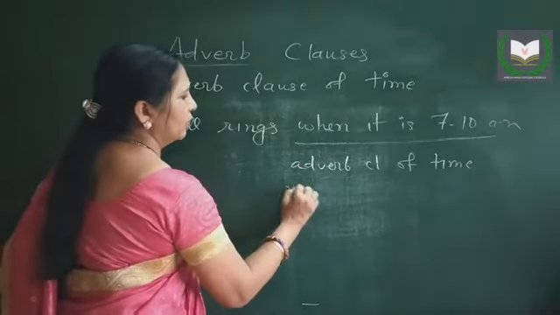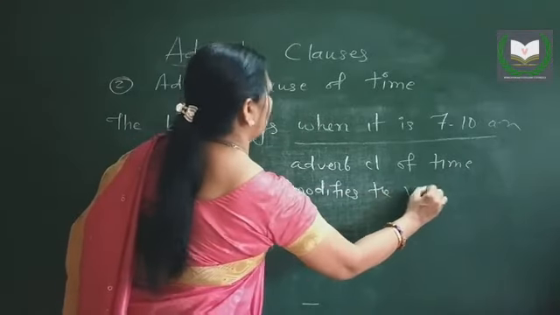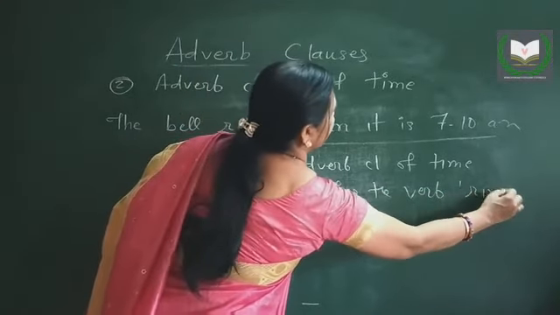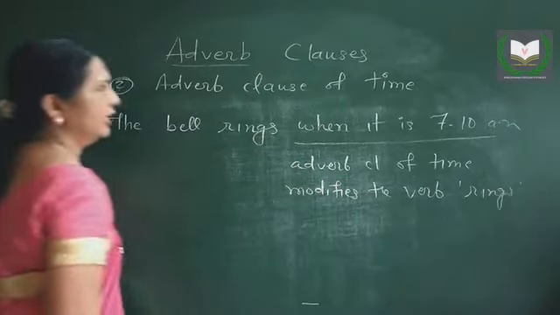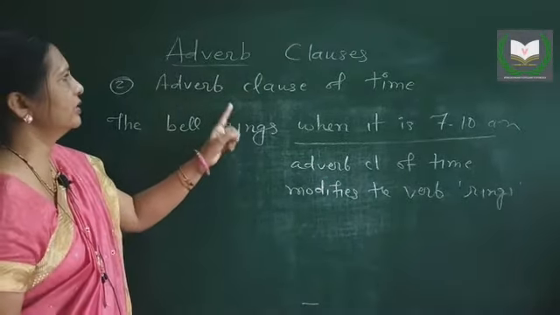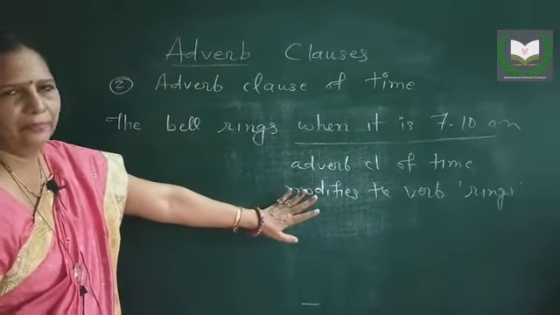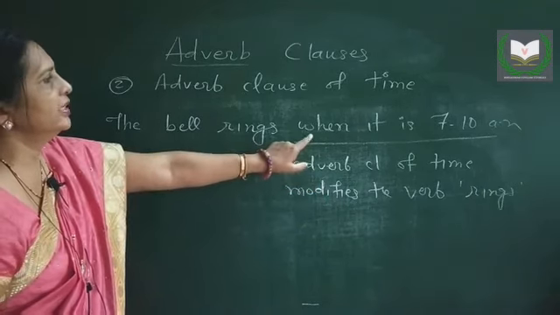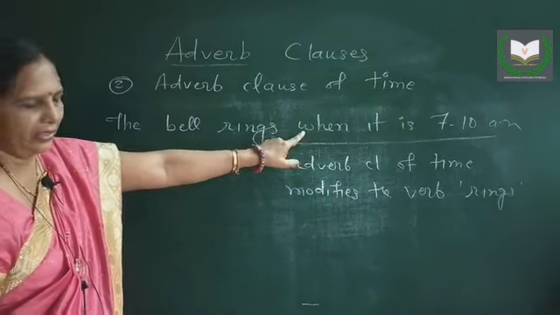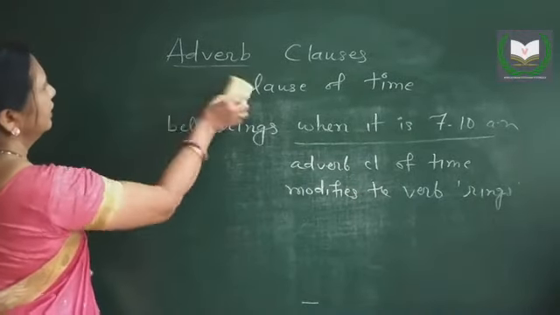And what does it do? It modifies the verb rings. It tells you more about this verb rings. So this is called the adverb clause of time. It is joined by when. Number 3.